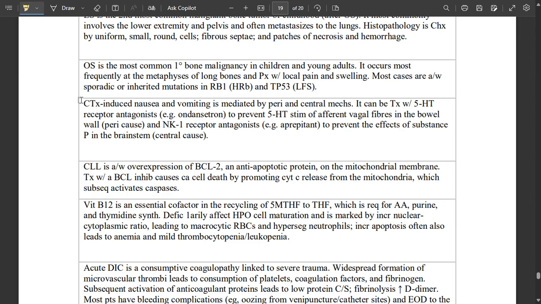So osteosarcoma is the most common primary bone malignancy in childhood or in young adults, and there is a sporadic or inherited mutation in RB, retinoblastoma 1, and TP53. So RB and P53 mutations occur.